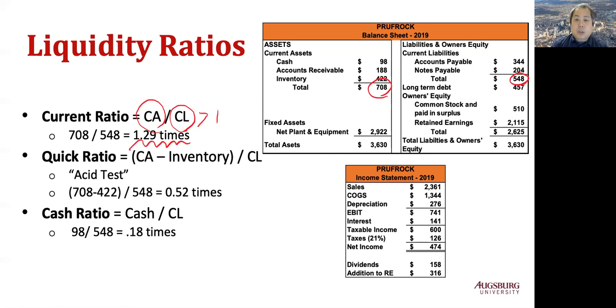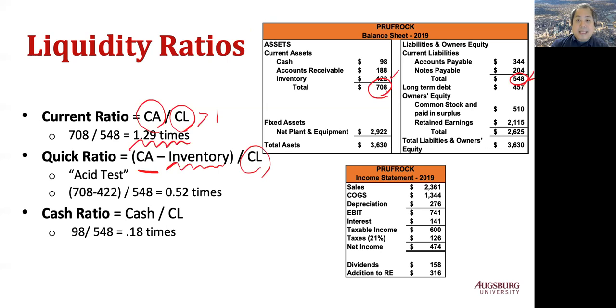The next one is called the quick ratio. Some people argue that inventory is not liquid, so we have to exclude this inventory. Numerator: current asset minus inventory, so all current assets except inventory, divided by current liability. We compare these two numbers. For Fruit Frog, 708 current asset minus inventory, so 422 divided by 548, 0.52 times.